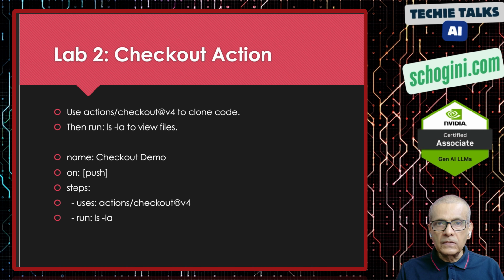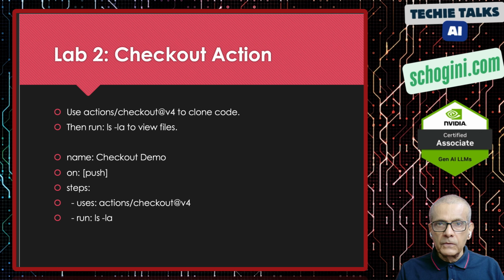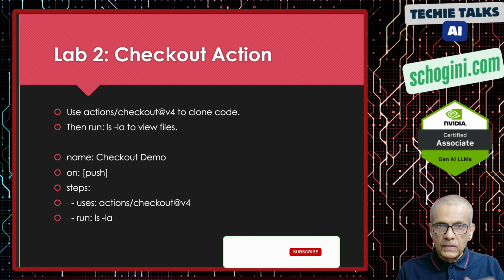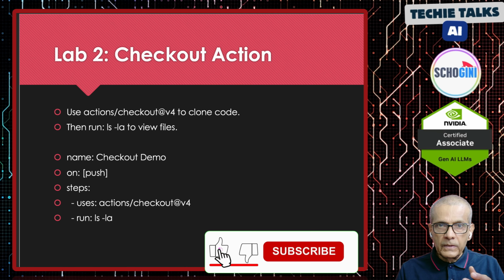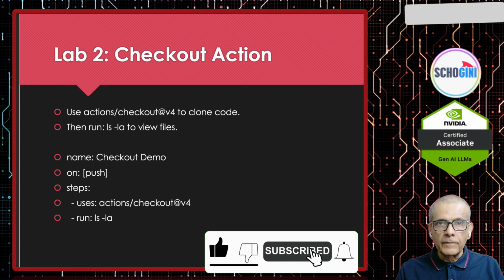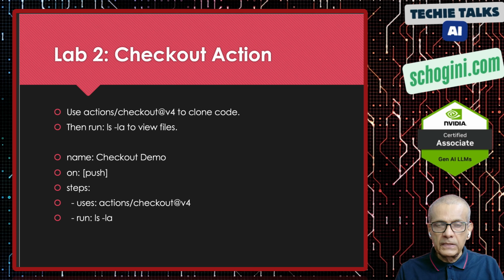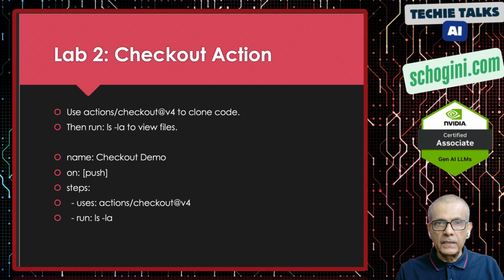Use actions/checkout at v4. That is the action that we will use in this. This downloads your repo into the runner. That is inside the repo. That is the Ubuntu instance. We will have our code. That is inside the runner, which is an Ubuntu virtual machine. Our code will get copied.